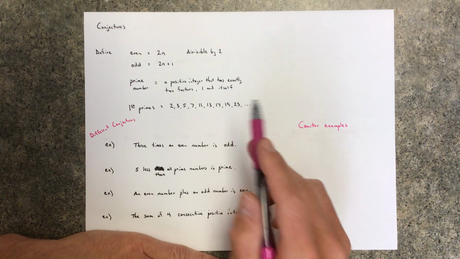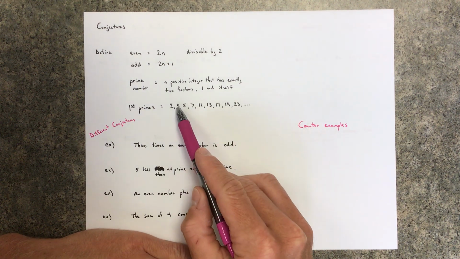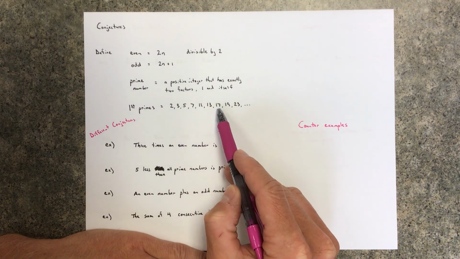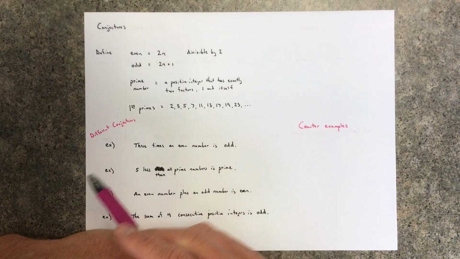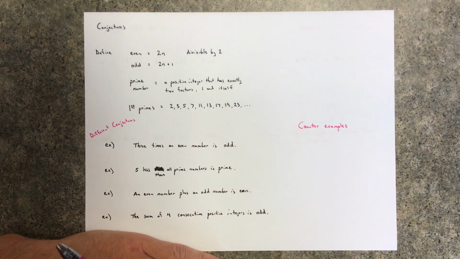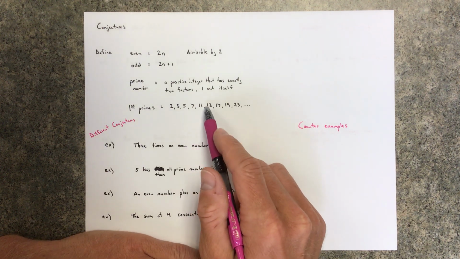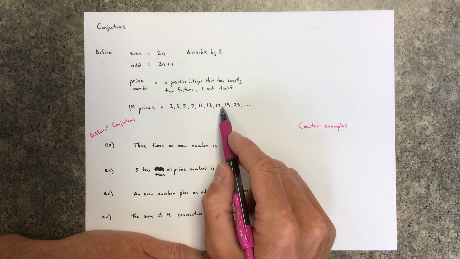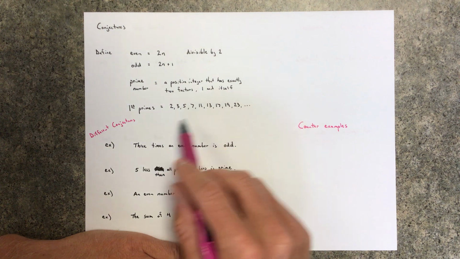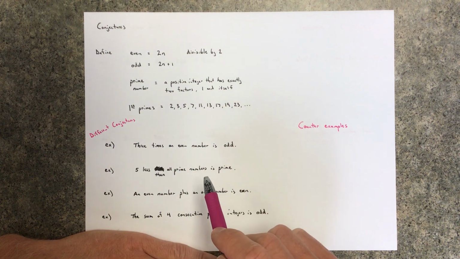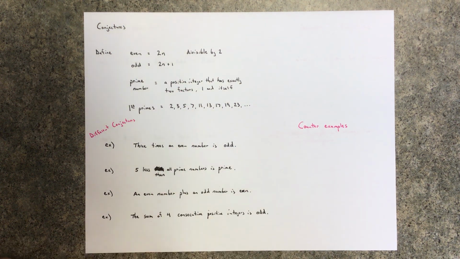Here are the prime numbers, at least the first so many of them. 2, 3, 5, 7, 11, 13, 17, 19, 23, right? And I've skipped over all the ones that have other factors, like 10. 10 has 2 times 5. 16 is 2 times 8. And so here are the primes, and there's an even and odd, and then let's make conjectures.